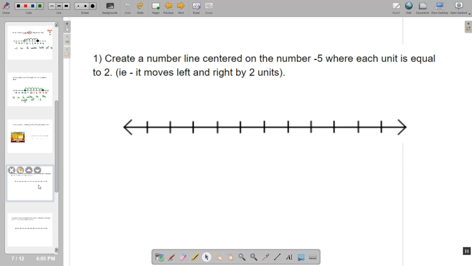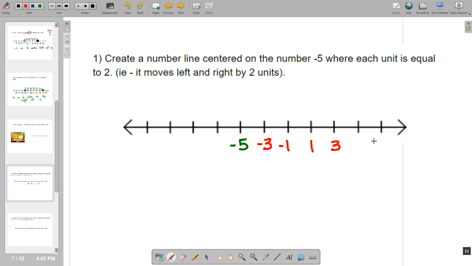The first one says create a number line centered on the number -5, where each unit is equal to 2. It means we move left and right 2 units at a time. So if we start at -5, once again, like the last video, my students frequently like moving to the right first because that's toward positive numbers. Well, the first unit to the right of -5 is -3, then -1, then +1.